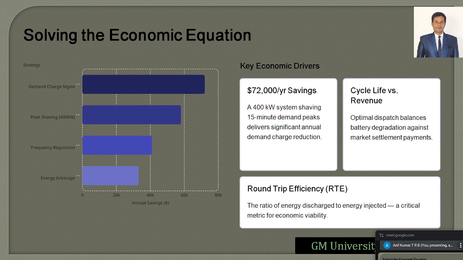Okay, the second thing you have to see is the life cycle. Check the life cycle with the revenues. Optimal dispatch balances the battery degradation against the market settlement payments. So we have to think about the life cycle also. If the battery is giving backup and the life cycle is there, then it will give the proper backup. So from that also you can have revenue, isn't it?